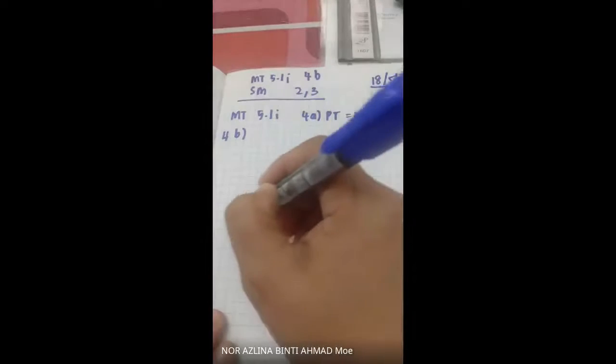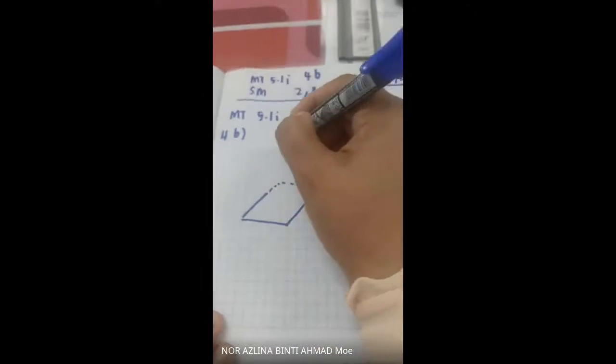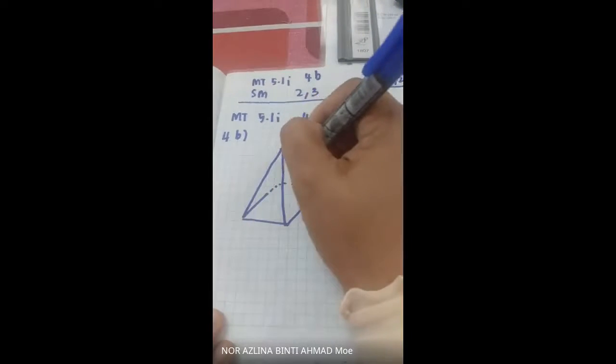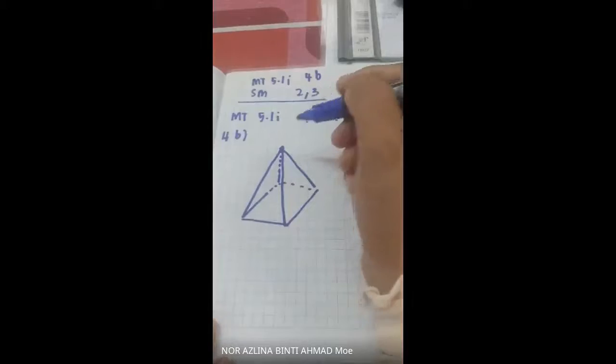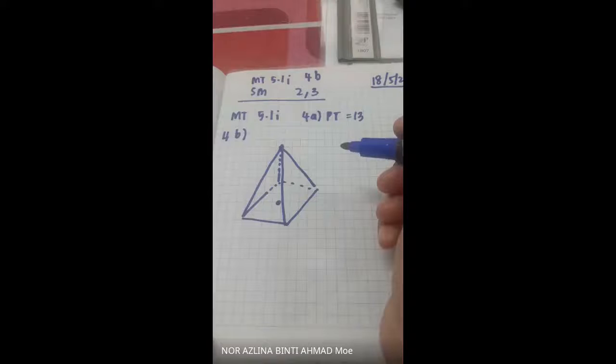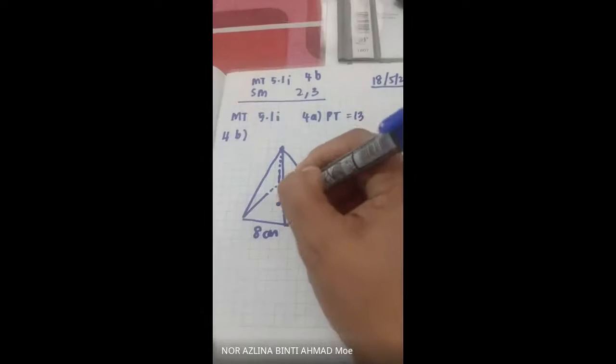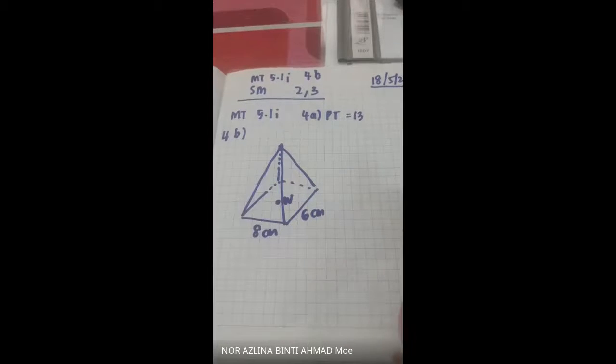Okay, I draw the diagram. This is W, the midpoint of QS and RT. This is 8 cm and this is 6 cm. W is the midpoint. Okay. The length of QT is 8, TS is 6, and point P is vertically above point W.